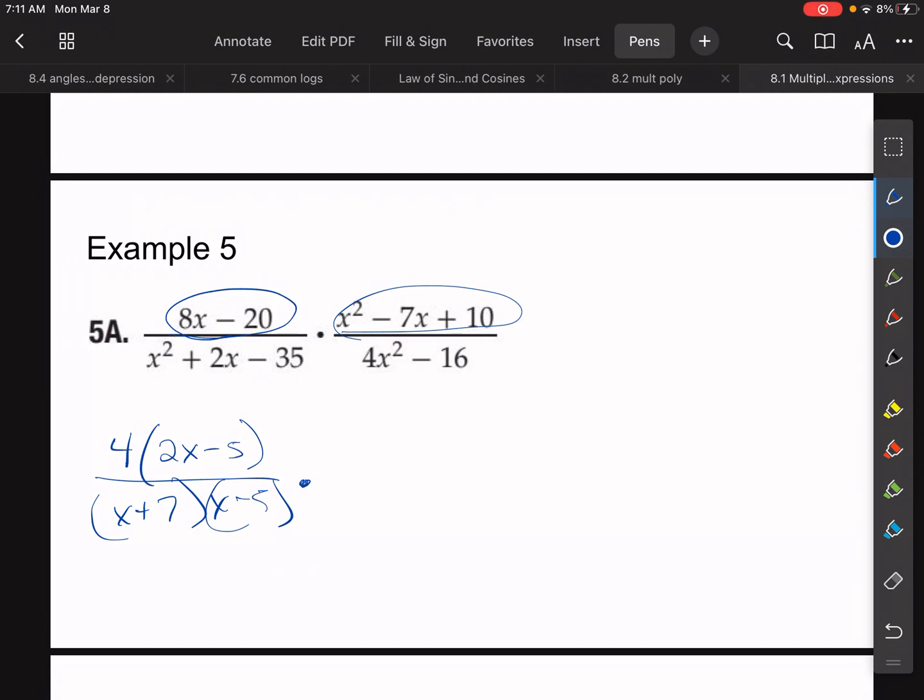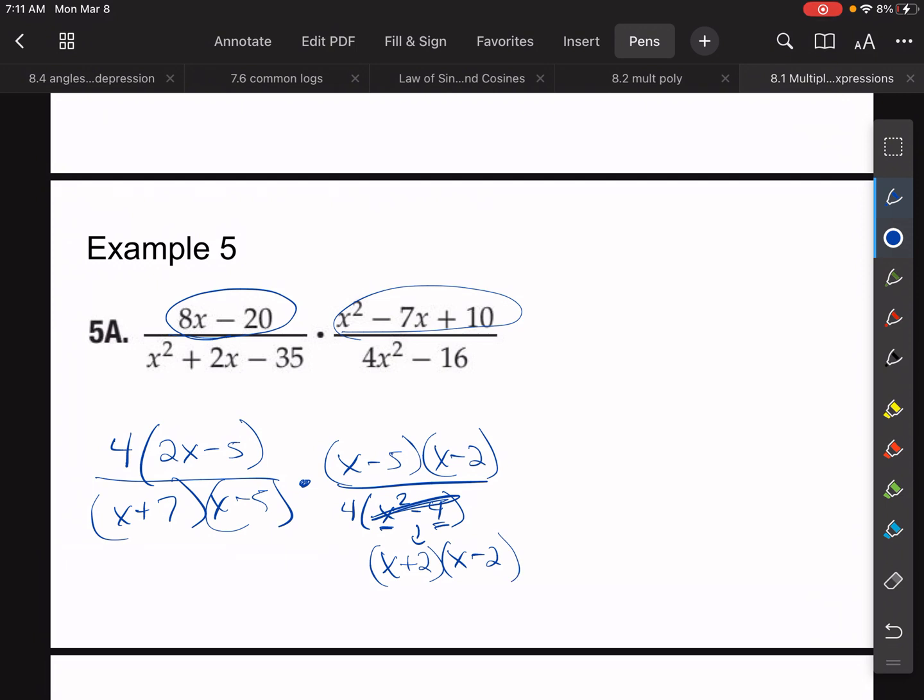The two things that multiply to give me 10, add to give me negative 7 would be x minus 5, x minus 2. And then on the bottom here I have 4 times x squared minus 4. This is the difference of squares, which, man, you guys got to remember a lot here. Perfect square, I can factor this. This is the same thing as x plus 2, x minus 2, right? This thing factors to that.